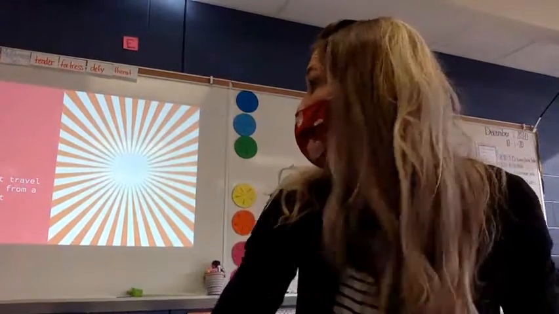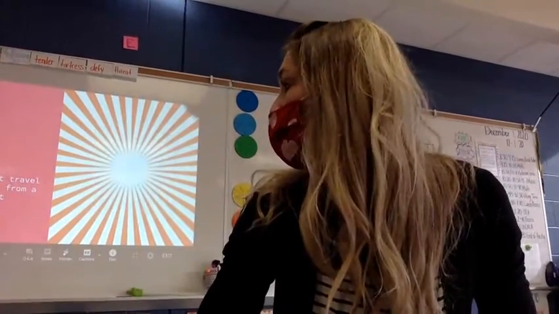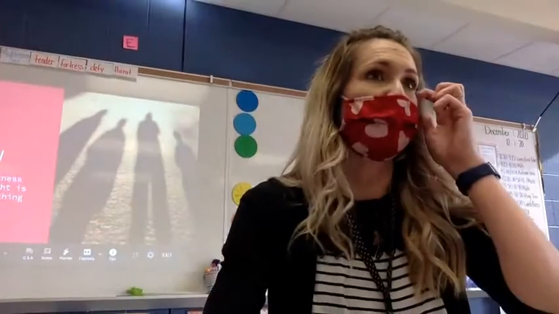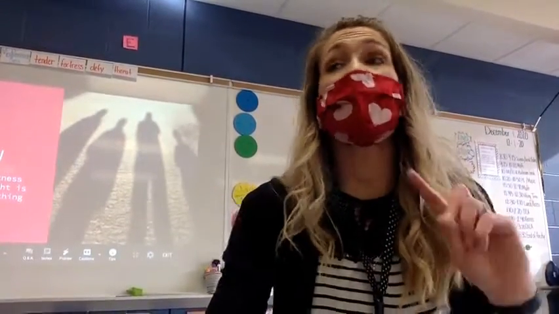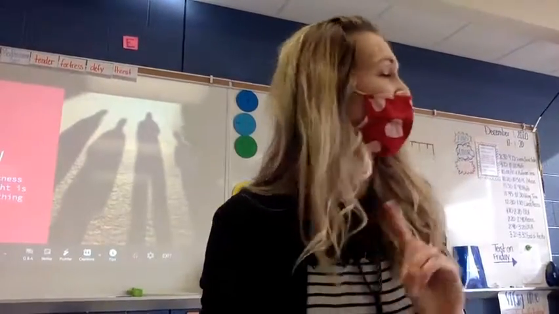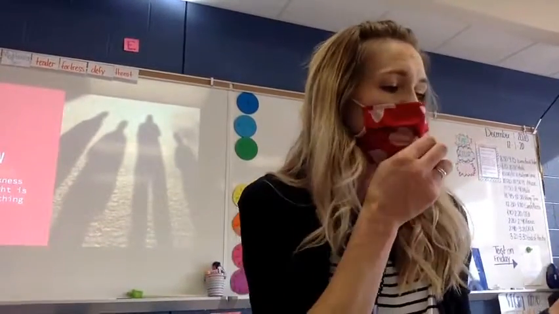And our next word that we have is the word shadow. How many of you know what your shadow is? It's fabulous that you know your shadow, but a shadow is going to be an area of darkness that's created when light is blocked by something.